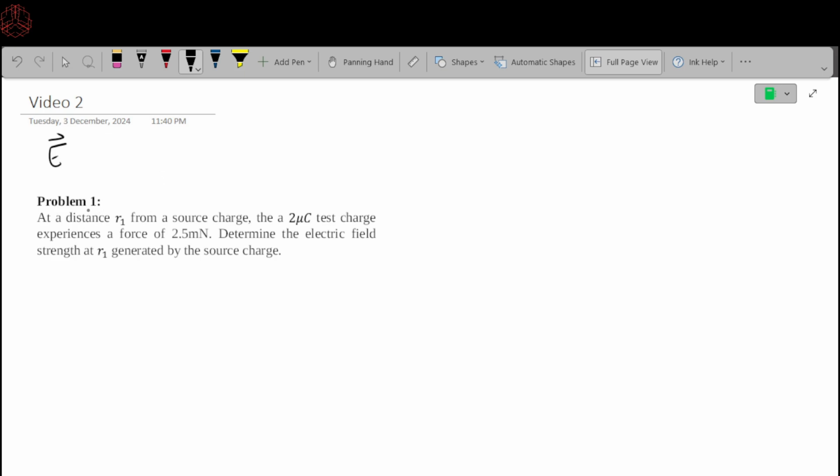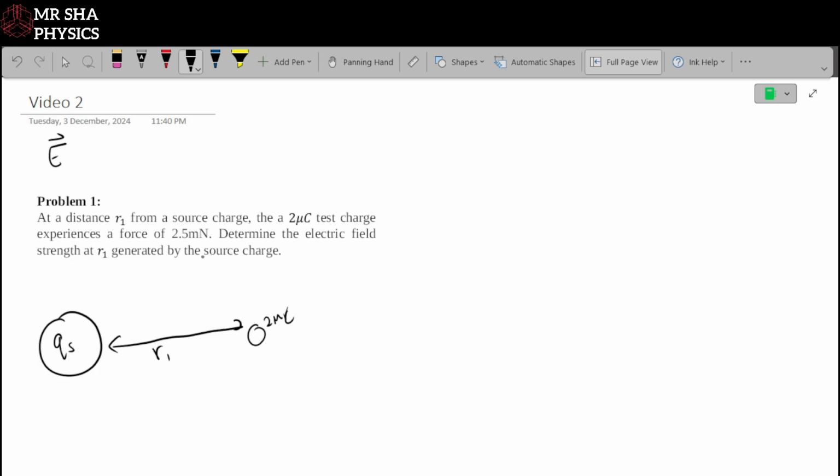At a distance of r1 from a source charge. So let's say you have a source charge, right? A 2 microcoulomb test charge. So I have a very small 2 microcoulomb charge, and I have a distance between them of r1, and it experiences a force of 2.5 millinewton. Determine the electric field strength at r1 generated by the source charge.